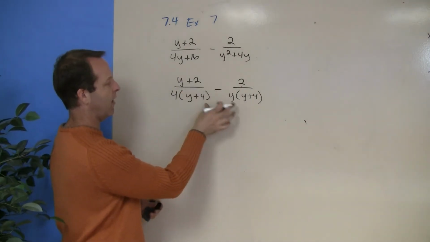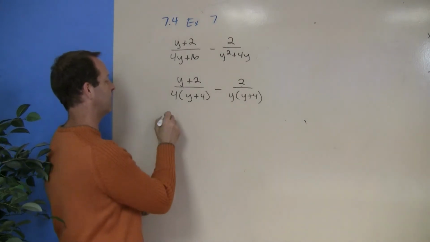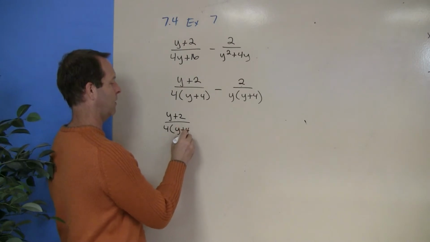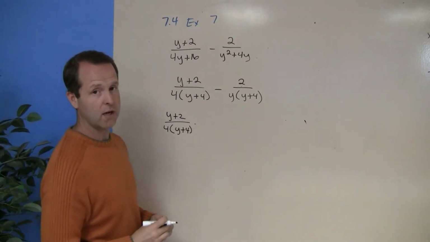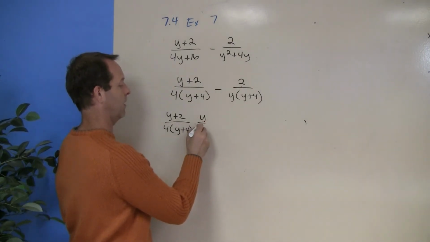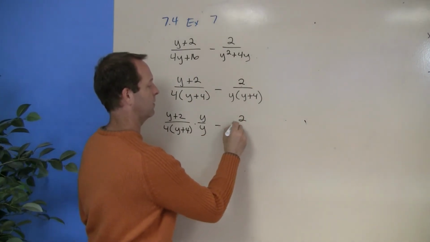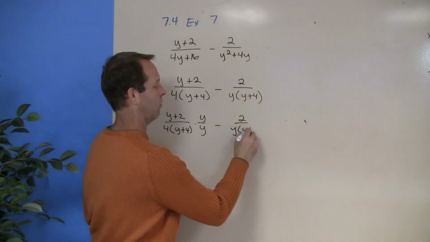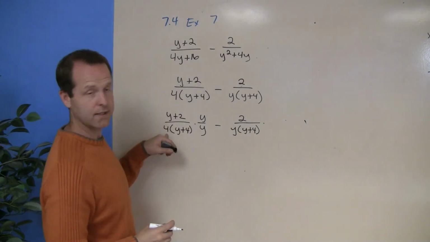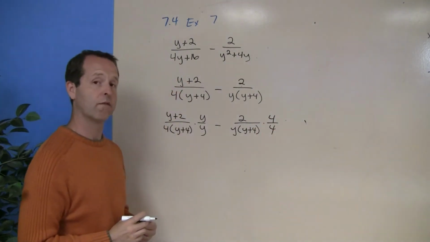So let's go back now and add the factors to our expressions that we don't have. y plus a 2 over 4 times y plus a 4. Well, my lowest common denominator said I also have to have a y in there, so I'll multiply the first term by y over y. Subtract 2 over y times a y plus a 4. And what's missing there? A 4 is missing, so I'll multiply it by a clever version of 1, and I'm going to choose 4 over 4.